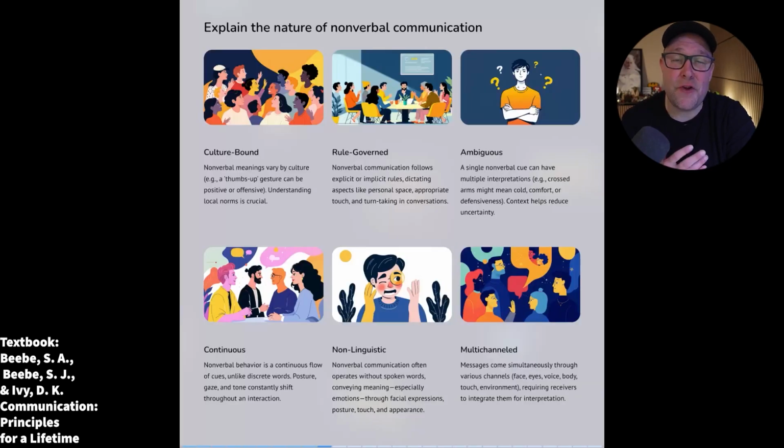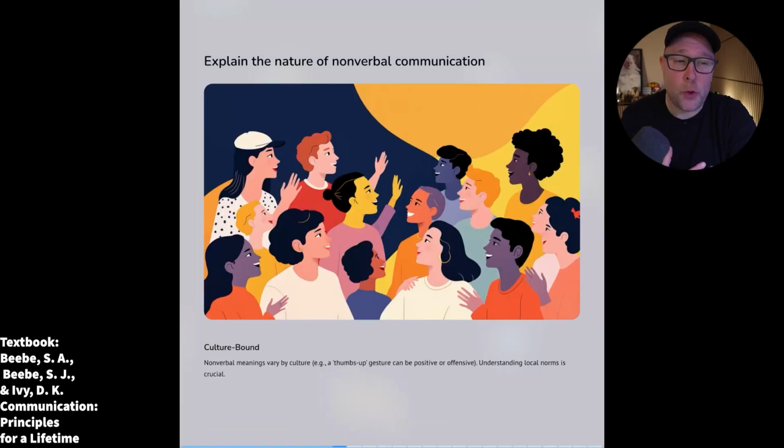The nature of nonverbal communication. It's culture bound, it's rule governed, it's ambiguous, it's continuous, it's non-linguistic, and it's multi-channeled. Nonverbal communication is culture bound. In other words, nonverbal meanings vary by culture. For example, a thumbs up gesture can be positive or offensive depending on the culture. And understanding local norms is crucial.